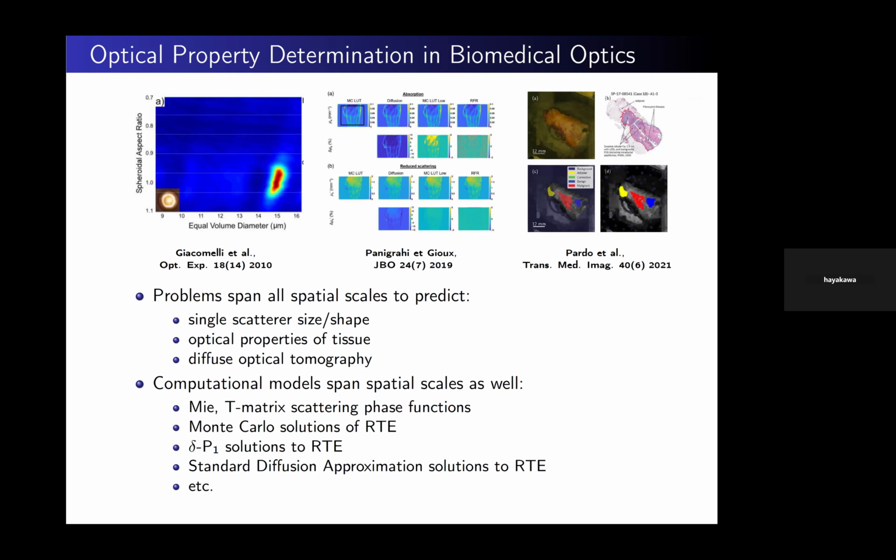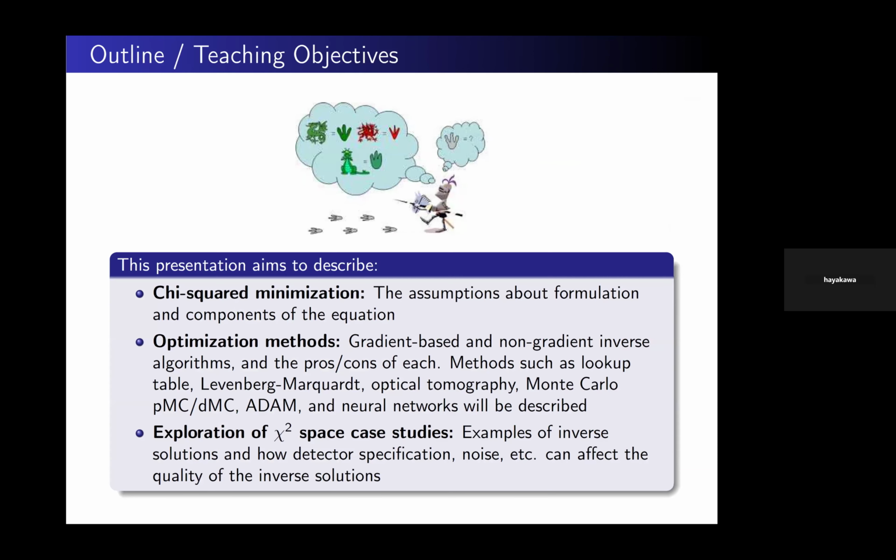So Giacomelli used Mie and T-matrix scattering functions. Sylvain Jacques used Monte Carlo solutions. You heard about delta-P1 solutions. Brian Pogue's group used standard diffusion. So hopefully in this talk, I will go over the chi-squared minimization. I'll go over some optimization methods, and then we'll look at actual inversions and see what happens in them, what went wrong, why didn't you get the right answer.